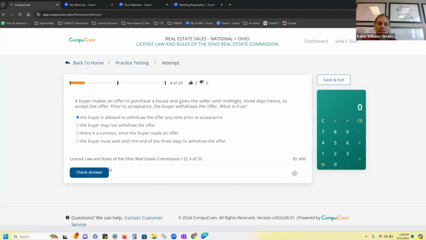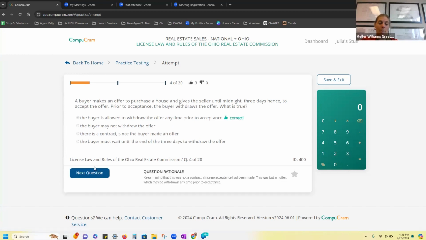Yeah, so I think it is A. So the buyer is allowed to withdraw the offer anytime prior to acceptance. Keep in mind that this was not a contract since no acceptance has been made. This was just an offer which may be withdrawn any time prior to acceptance. So if the buyer gets cold feet and wants to back out before the seller accepts, they're allowed to do that.